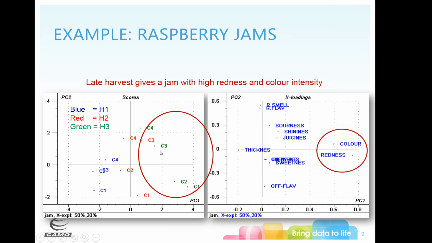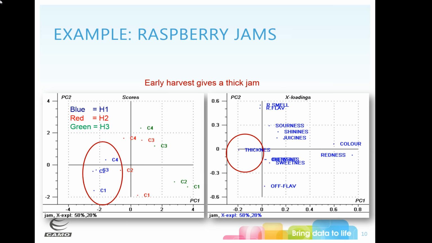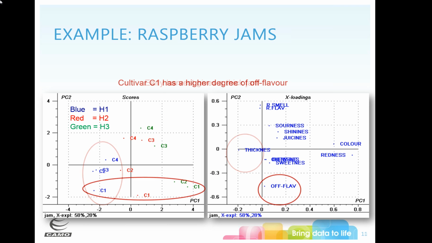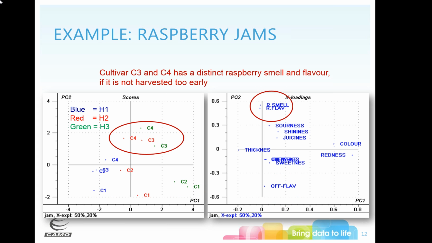Again, this is what I was just showing, is our late harvest gives jam with a high redness and color intensity, and our early harvest gives a thick jam. Cultivar C1 has a higher degree of off flavor, and then C3 and C4 have a distinct raspberry flavor as long as it's harvested later.